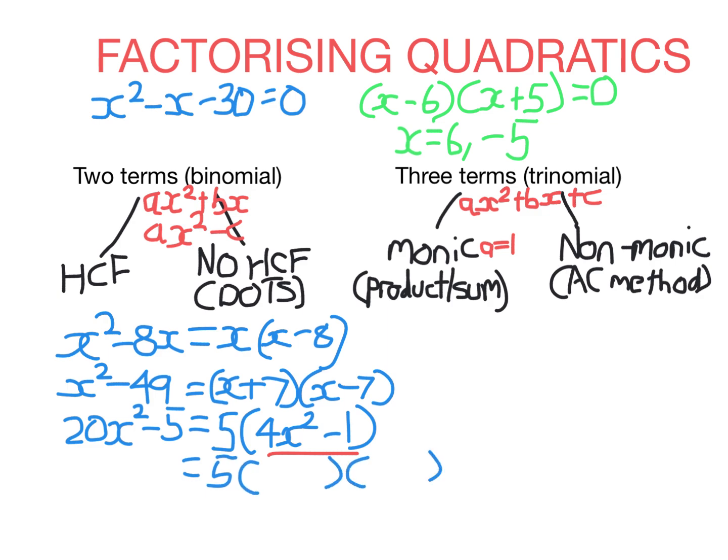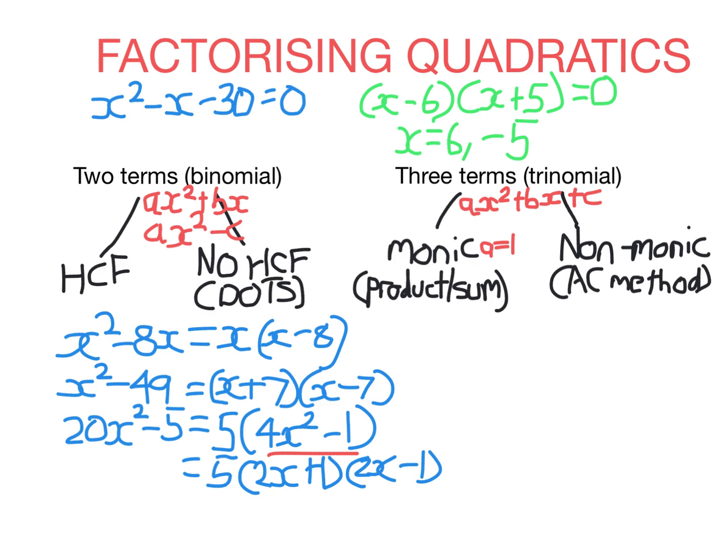Two brackets, square root the first, so square root of 4x squared is 2x. Square root the second, one bracket gets a plus, one gets a minus. If I were to expand this, I would get that. So just be careful, this is the difference of two squares. Difference means minus or subtract.